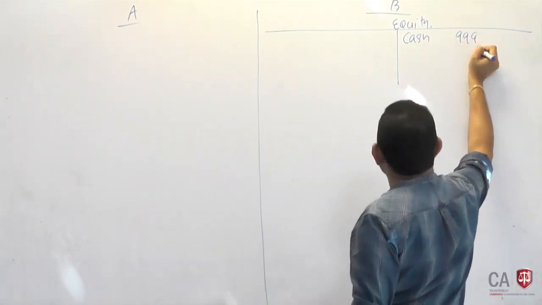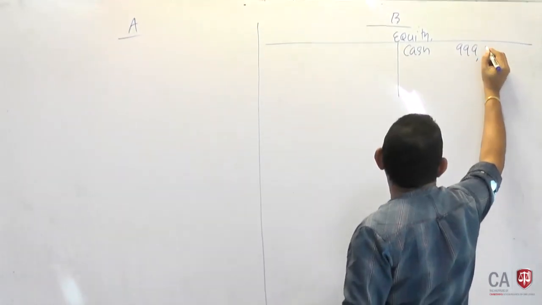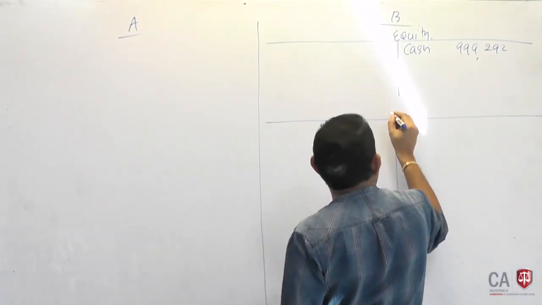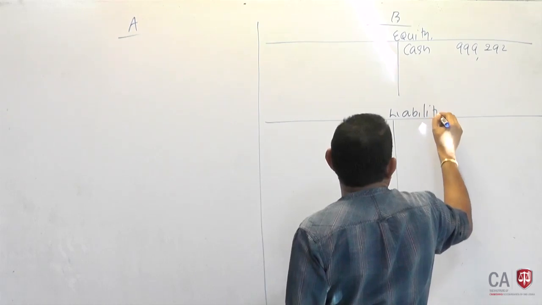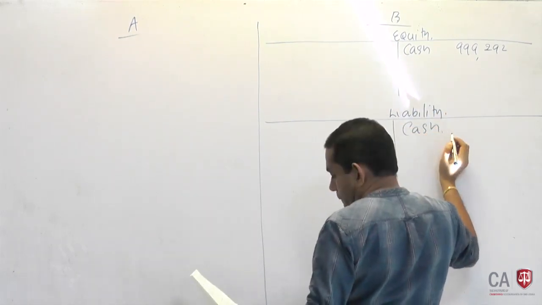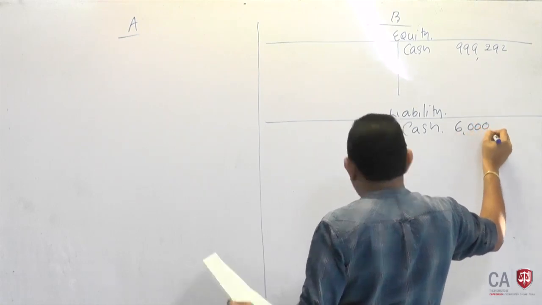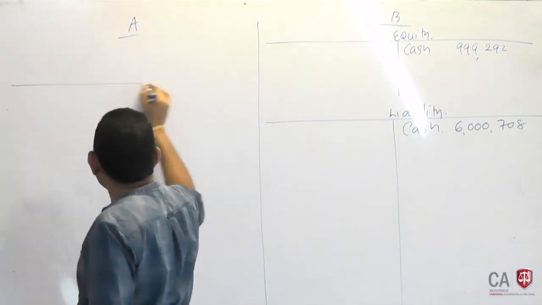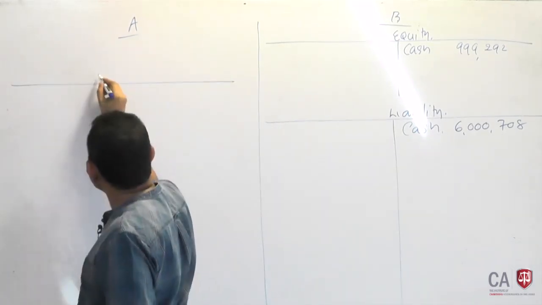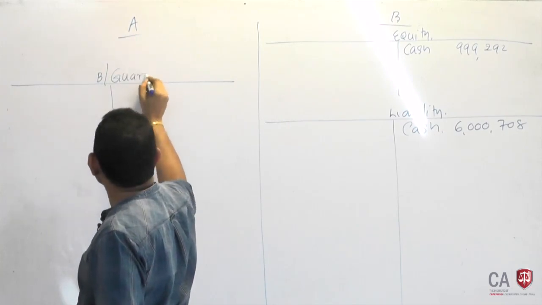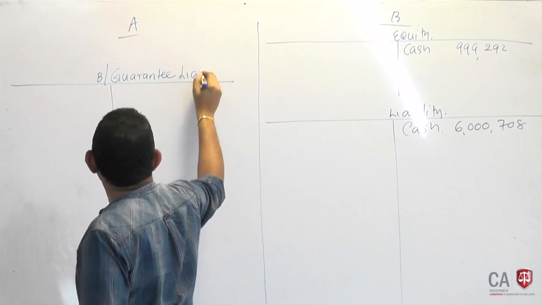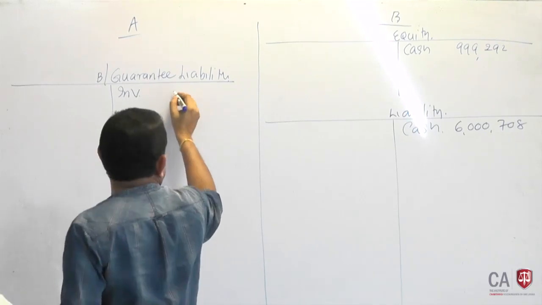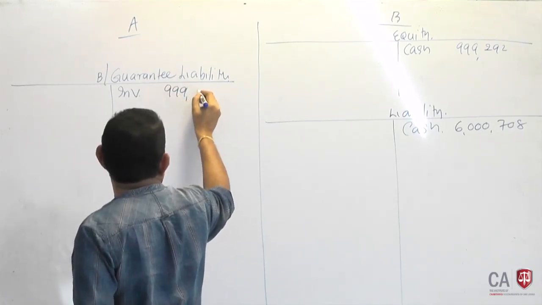Debit cash and credit equity by company B by 999,292. Debit cash and credit to liability debt instrument by 6,708,000. Company A debits investment and credit to bank guarantee liability. Debit investment and credit to guarantee liability by 999,292.